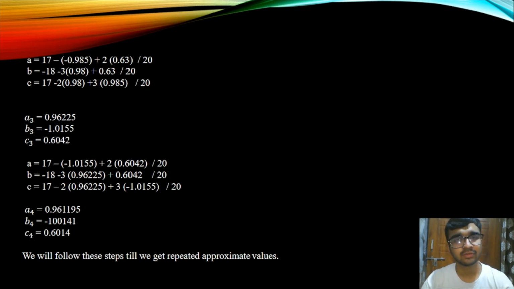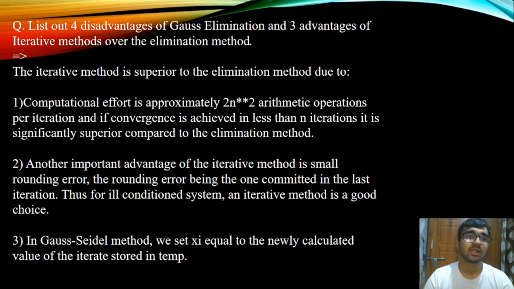Now let's move forward to our next question, that is, list out 4 disadvantages of Gauss elimination and 3 advantages of iterative methods over the elimination method. First we will talk about the advantages. The iterative method is superior to the elimination method for the following reasons. First, the computational effort is approximately 2n^2 arithmetic operations per iteration, and if convergence is achieved in fewer than n iterations, it is significantly superior compared to the elimination method. I think you understand what we want to say here.